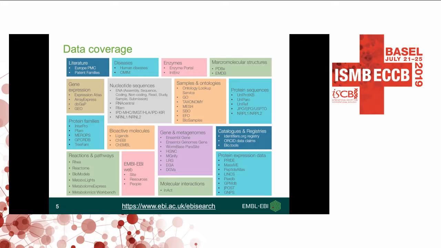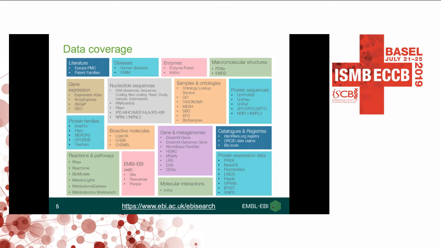And this figure shows what kinds of data we are indexing now. As you see, we index nucleotide sequences, protein sequences, and protein families, protein expression data, gene expression, macromolecular structure, small molecular reactions, pathways, literature, samples, ontologies, and so on. And we are actively working to add more new resources to EBI Search.